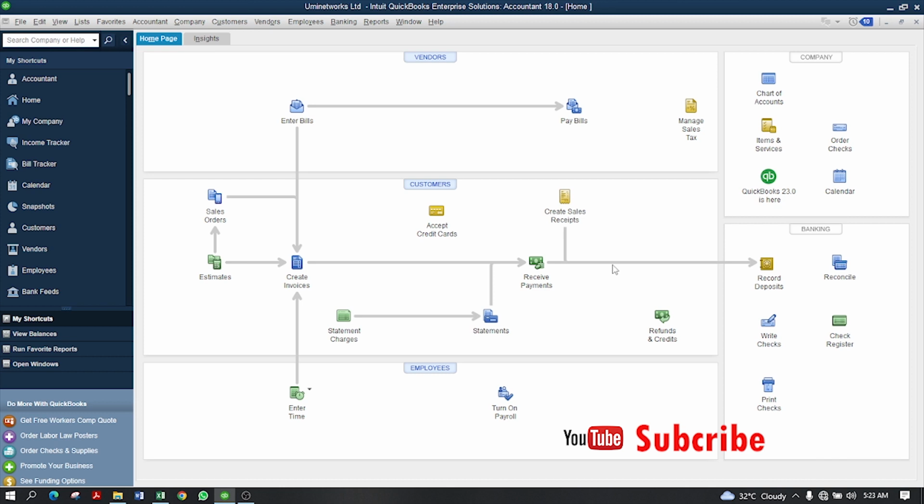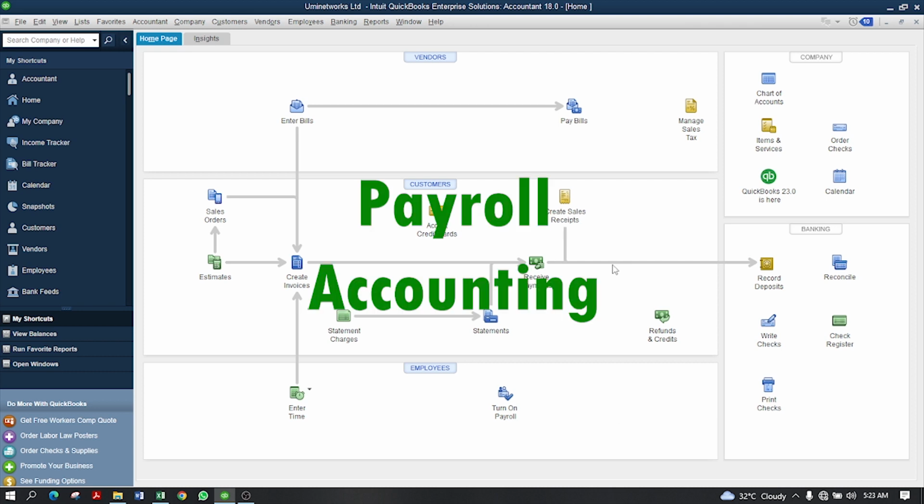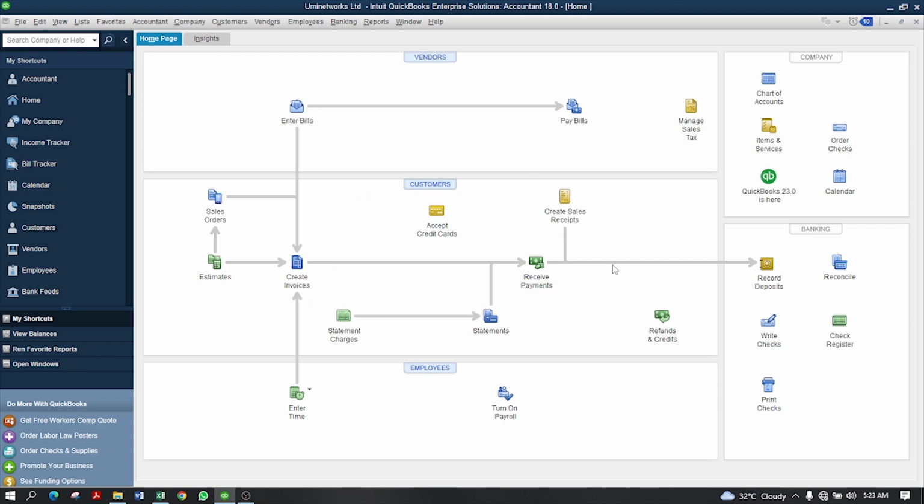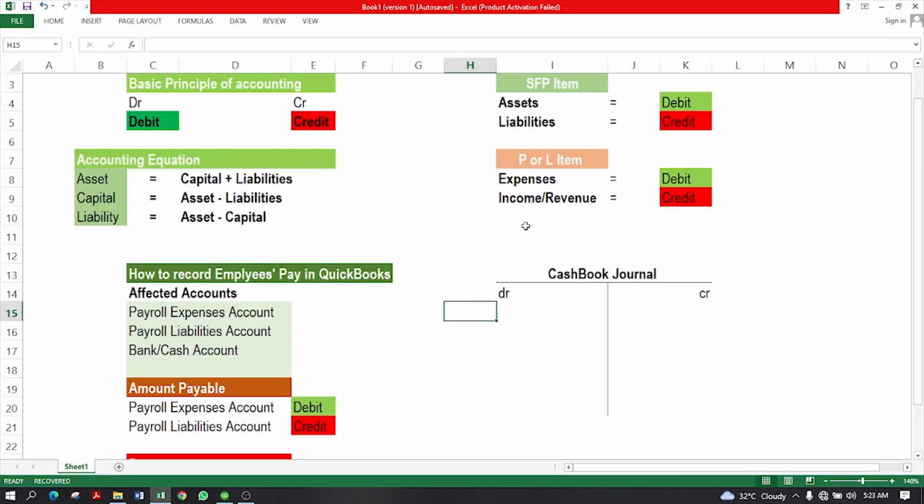In today's video, I want to teach you how to record payroll in QuickBooks. But before we do that, I want to also show you some basic laydown rules of accounting so that you'll be able to understand how these transactions are processed in QuickBooks, and it will also help you identify anywhere you are making an error entry so that you can correct it immediately. Here are the things I want you to take note of.